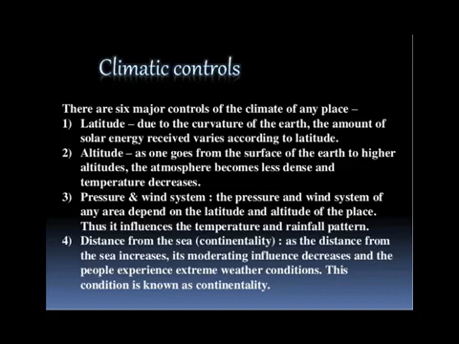The second factor is altitude. Altitude means height. As we go higher, the temperature decreases. For every 165 meters of height, the temperature falls by 1 degree Celsius. So the places situated at more height have less temperature. For example, why is Shimla cooler than Panipat? Because Shimla lies at more altitude than Panipat. So the temperature of Shimla is less than Panipat.